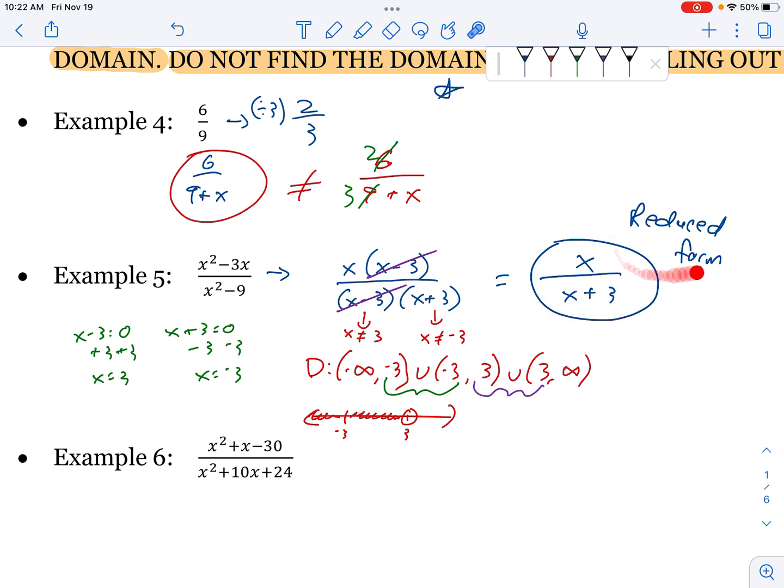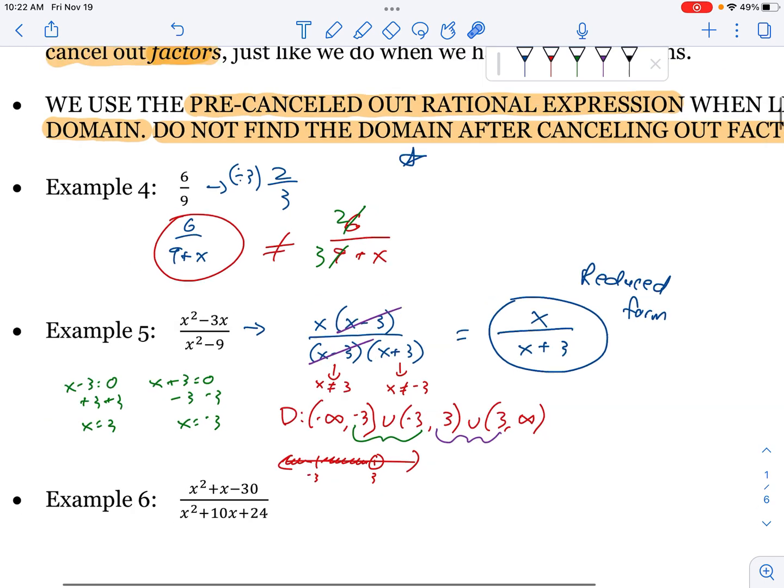Okay, there's my reduced form. There's my simplified answer. My directions were to say here, reduce the following. There we go, I reduced it. If I ask for the domain, you take the domain prior to reducing. Okay, and you can only cancel out, as I wrote up here, factors.